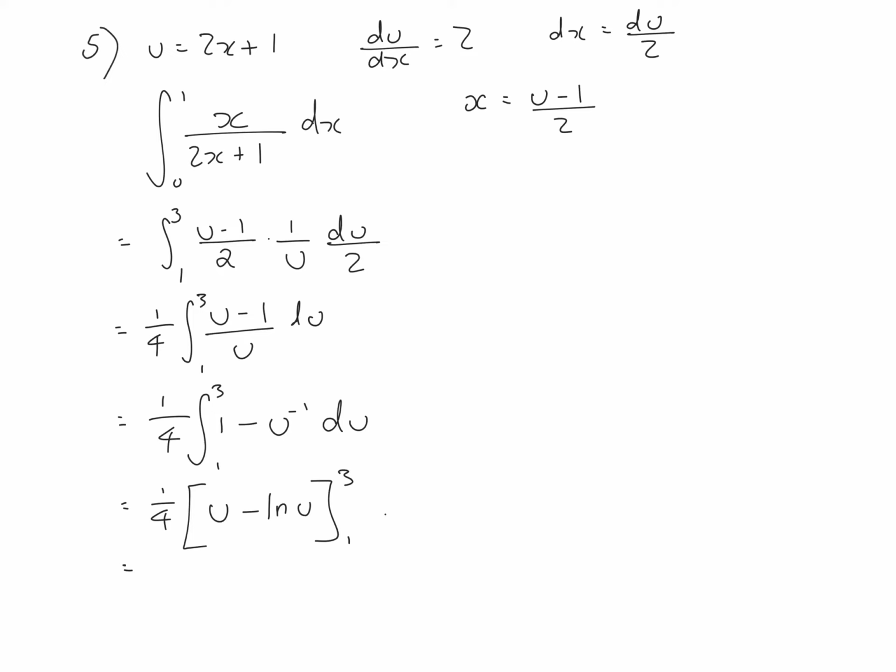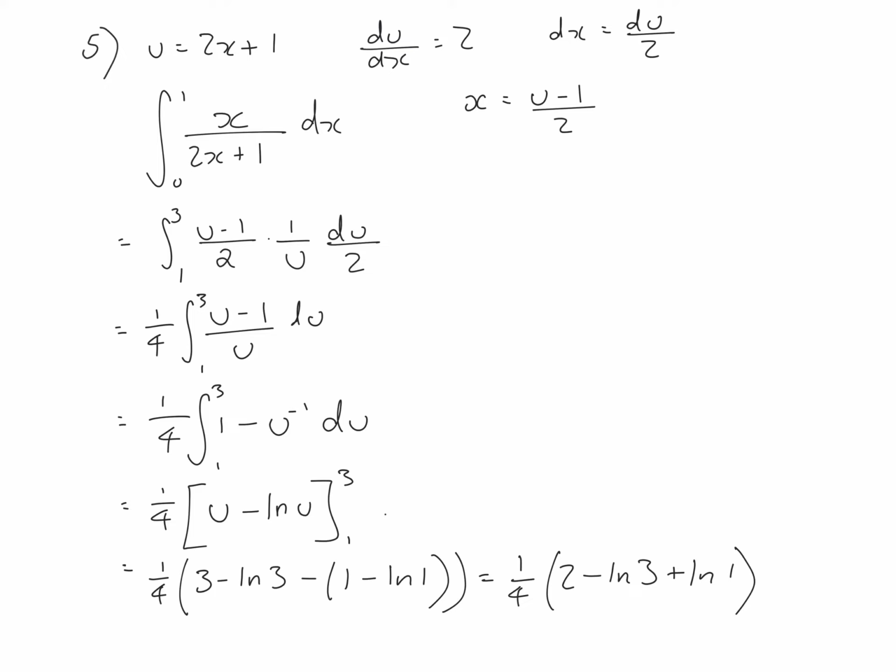So we get a quarter. I'm going to put 3 in first of all. 3 minus ln 3 minus 1 minus ln 1 equals a quarter, 2 minus ln 3. ln 1 is 0, so this is just what we're after, a quarter of 2 minus ln 3.